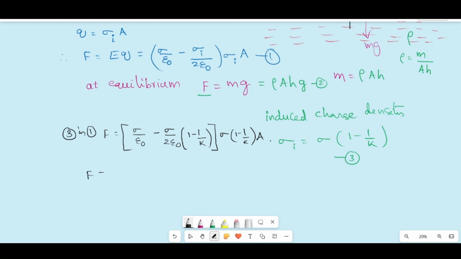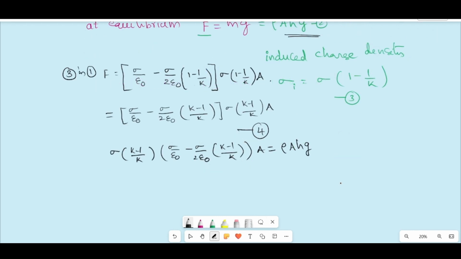Further, with a little more calculation, substituting sigma, we equate equation 4 with 2. The simplification, take it as homework. Finally, the equation for h we can write as k square rho g. So this is the concept. If you have any doubts, write in the comment section. We will see another problem in the next video.